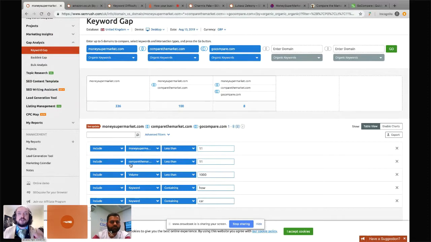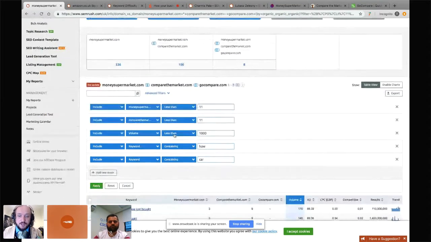Show me only these keywords where these two websites are ranking simultaneously on the first page of the result. So I know that somehow these keywords must be really relevant to the industry. And then finally, search volume is less than 1,000. Why? Because I don't want to find keywords which are brand names of some credit card providers, bank names, and so on. I want rather generic keywords.